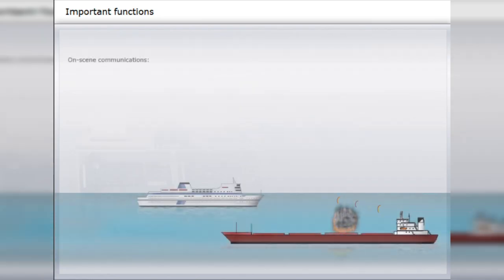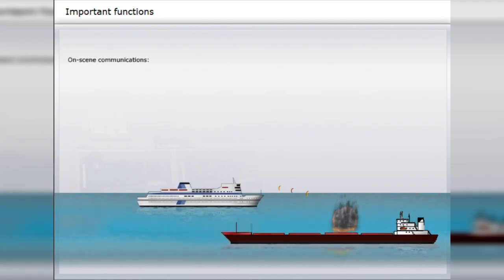On-scene communications are normally on short-range VHF and MF bands. The frequencies are designated for distress and safety traffic. This is communications related to the ship in distress and the rescue of survivors.